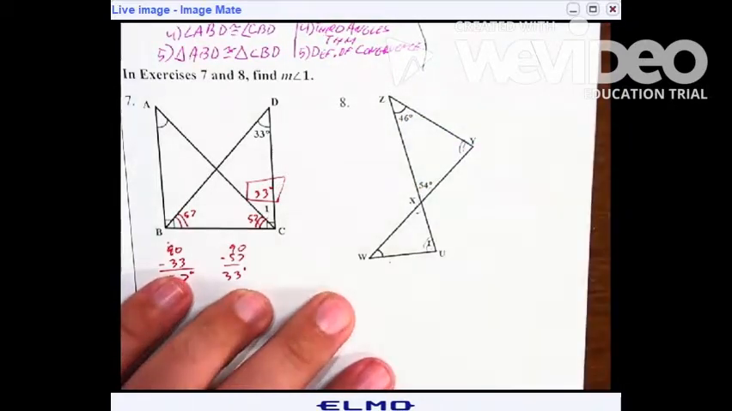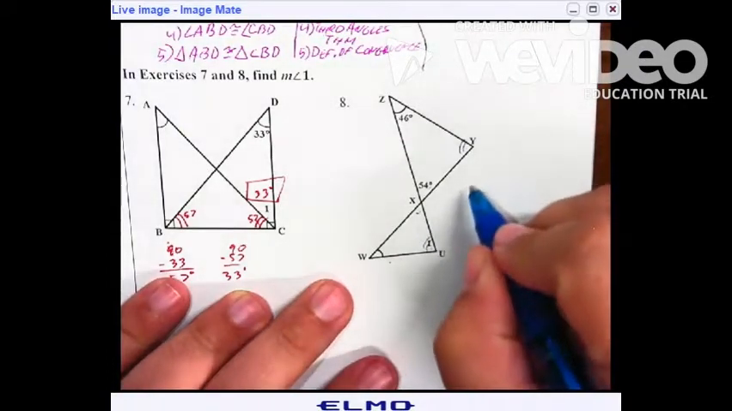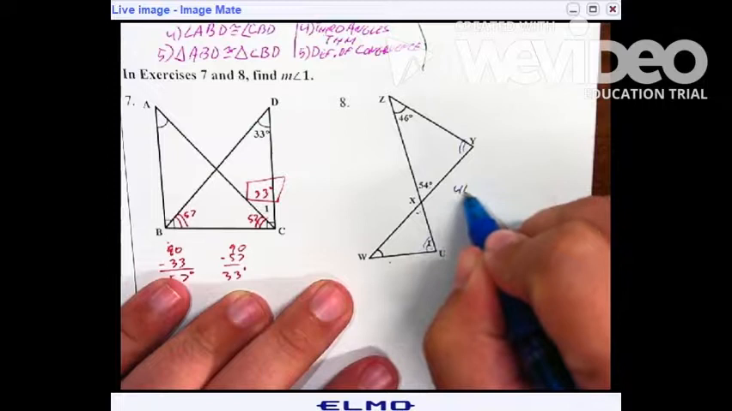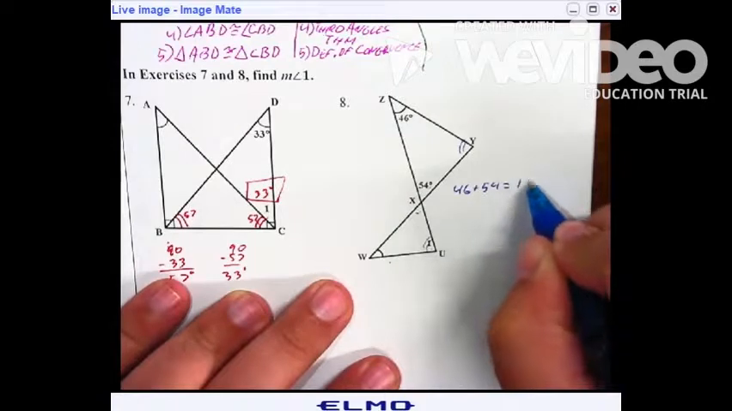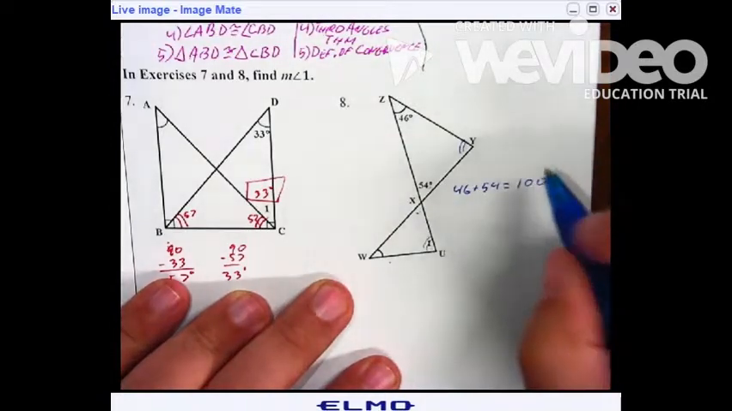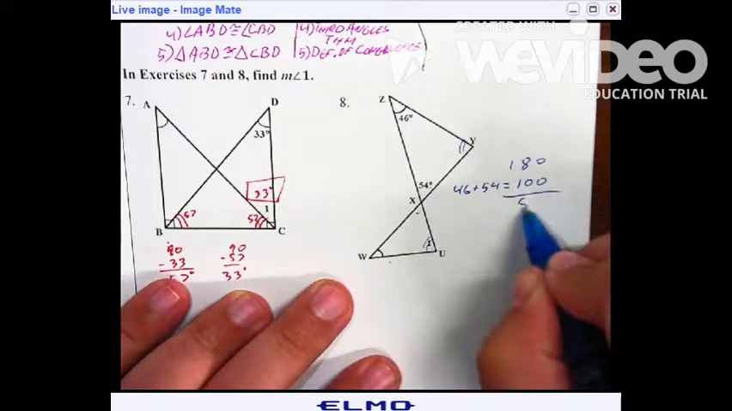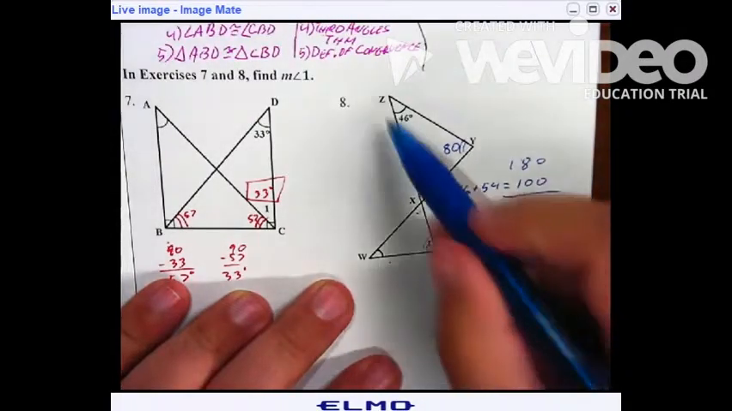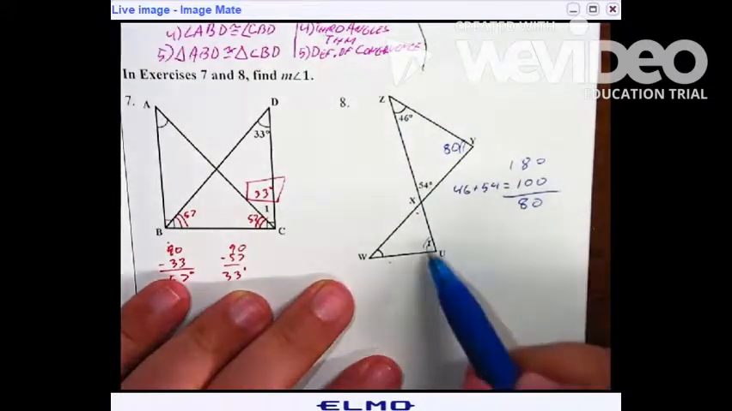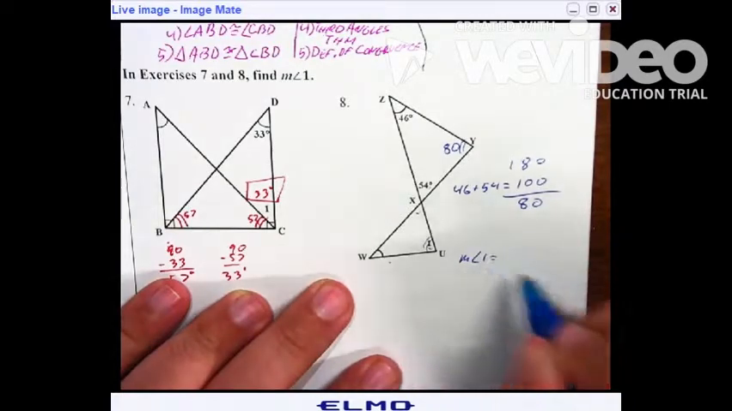So let's see here. We're going to use the triangle sum theorem, which says that all three angles add up to 180 degrees. So first, I'm going to take 46 plus 54, and that equals 100. And I'm going to take that and subtract it from 180. So 180 minus 100 gives me 80 degrees. So y is 80 degrees. And since this works for the third angles theorem, I know this angle is congruent to that angle. And so the measure of angle 1 is also going to be 80 degrees.